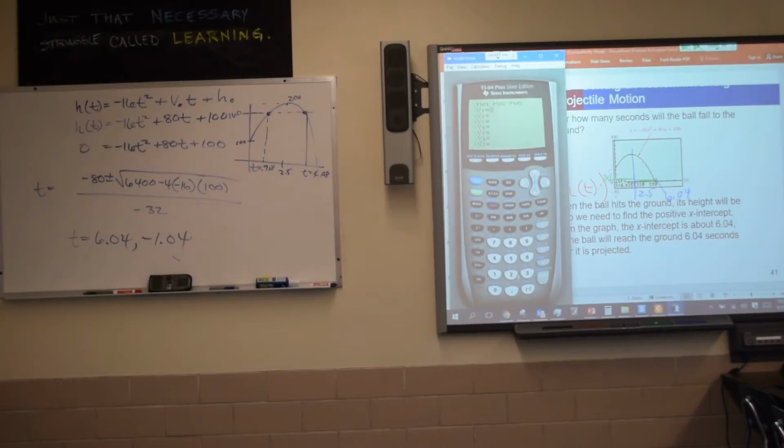So in y1, all I want you to do is type in negative 16. Now we don't have t's here, so we're going to use x, which is fine. Squared plus 80x plus 100. Okay? Now if we graph this, and most of your graphs are going to be initially standard view, which starts you from negative 10 to positive 10 on the y-axis and negative 10 to positive 10 on the x-axis. Okay?